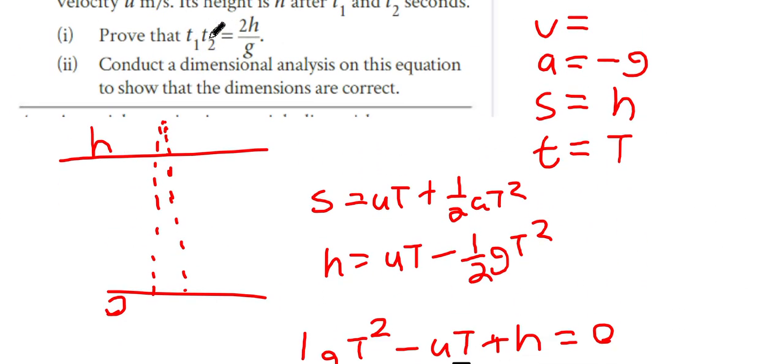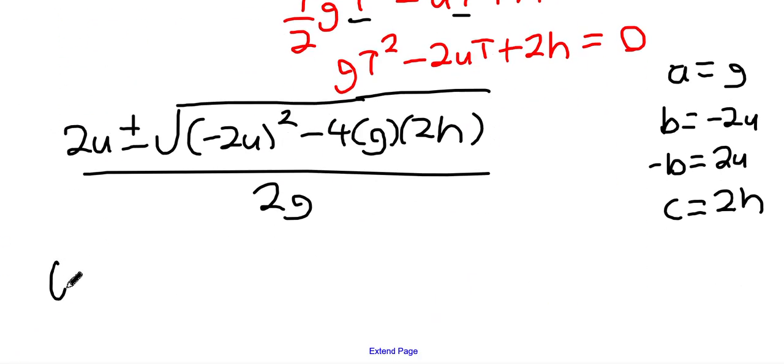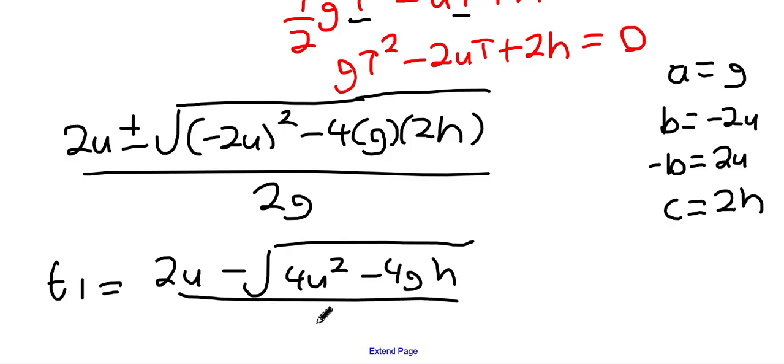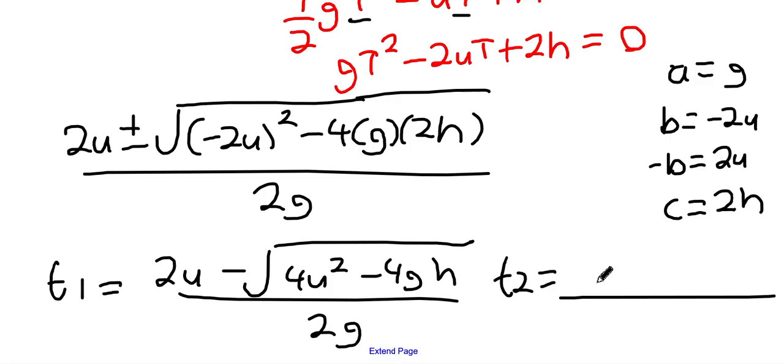It's my job to multiply these two things by each other, isn't it? So there's two answers. T1 is generally the smaller answer of the two. T1 will be the minus value, which is your 4u squared minus 4gh all over 2g. Is that okay? What will your T2 be? Your T2, anybody? It'll be the plus answer. Yeah.